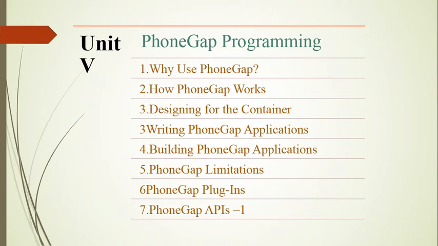Next unit 5. PhoneGap programming. PhoneGap is also known as Apache Cordova. It is an open source hybrid mobile application development framework. PhoneGap is a reliable cross-platform framework and is compatible with different mobile applications. Then how PhoneGap works. PhoneGap allows us to build a native app the same way you build a website. Using PhoneGap means that a good web developer can create a mobile app without learning a difficult new coding language.